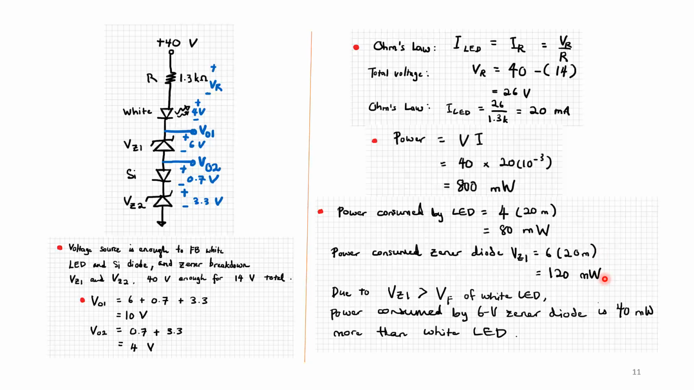And if you look at this, because VZ1, the Zener breakdown voltage, is greater than the forward voltage, 6 greater than 4, whereas the currents are the same, the power consumed by the 6 volt Zener diode is 40 milliwatts more than the white LED. Alright, so this is an example just for us to see how to handle circuits when there is a Zener diode.